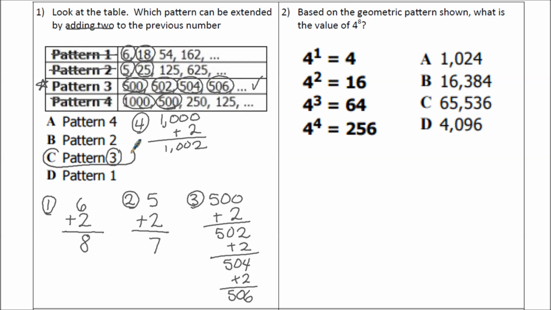Be careful because they're not in numerical order. It goes 4, 2, 3, 1. So pattern 3, or answer choice C, is correct.